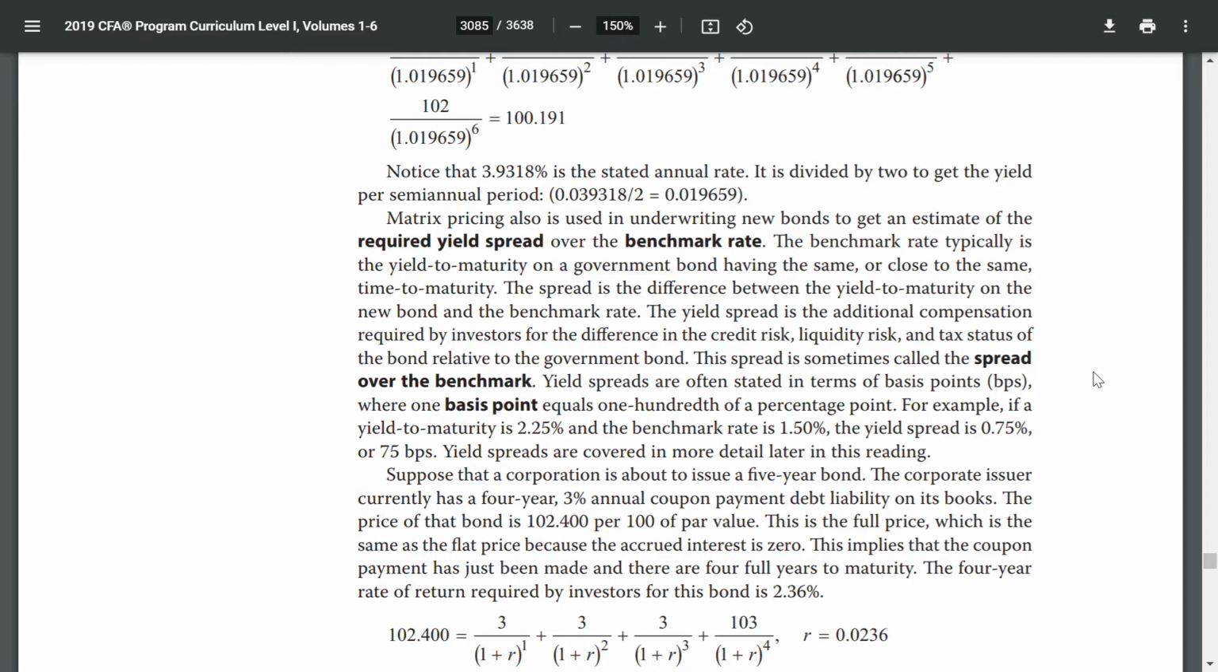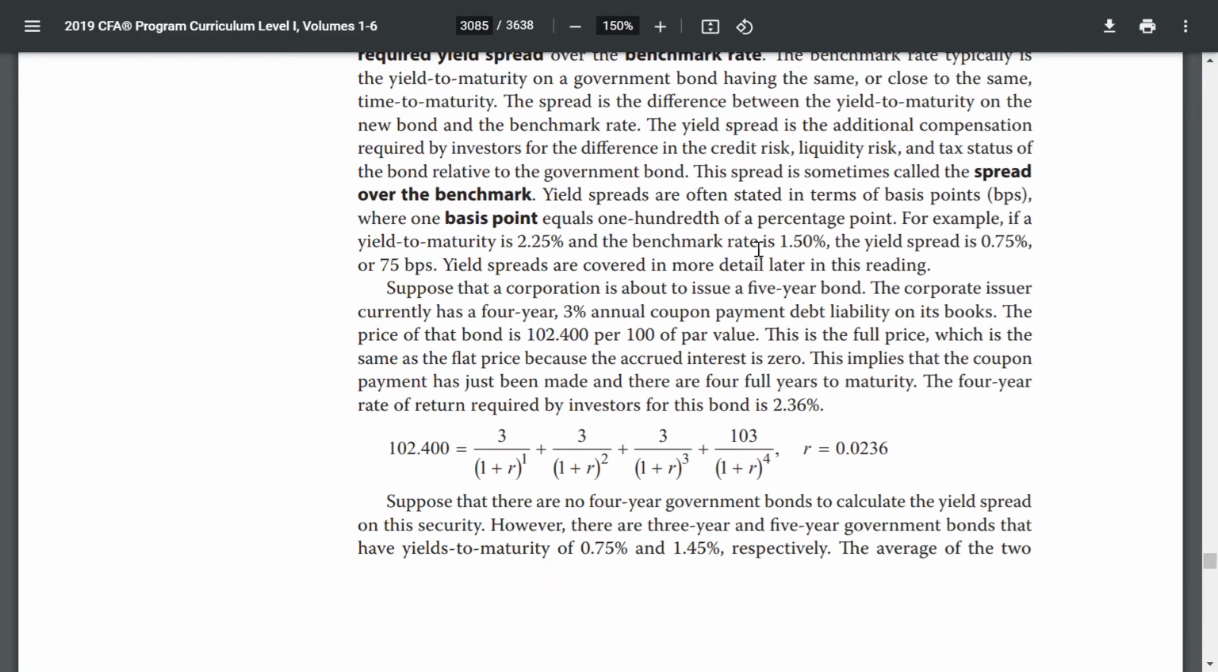Yield spreads are often stated in terms of basis points, BPS, where one basis point equals 1/100th of a percentage point. For example, if a yield to maturity is 2.25% and the benchmark rate is 1.5%, then the yield spread is 0.75%, or 75 BPS, so multiply by 100.